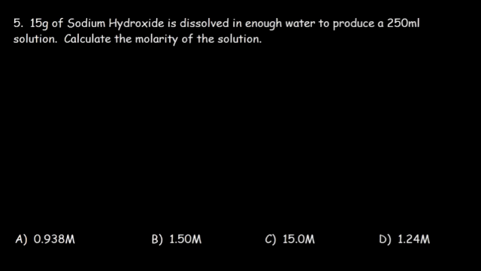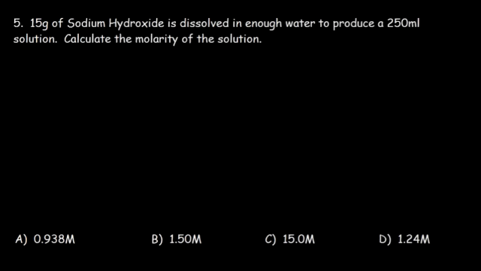Number 5, 15 grams of sodium hydroxide is dissolved in enough water to produce a 250 milliliter solution. Calculate the molarity of the solution. Now, we're going to solve this problem 2 ways, using dimensional analysis or conversions, and using an equation, for those of you who prefer to use formulas and equations. So let's start with dimensional analysis.